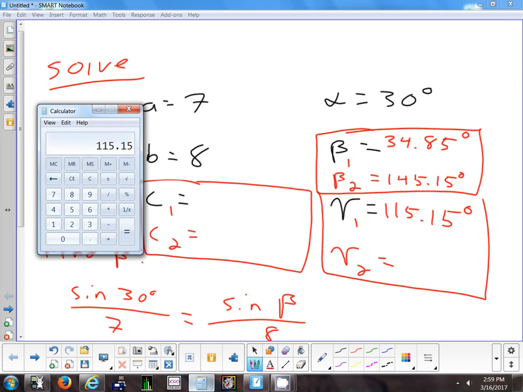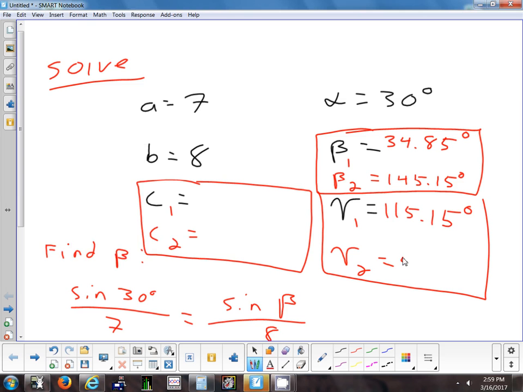And how would you get gamma 2? Do 180 minus 175.15. So it's going to be pretty small because you've already used up 175.15 for the other 2 angles. So we're going to get 4.85 degrees. Now that we have a piece of information in the last row, we can use gamma 1 to find C1, and we can use gamma 2 to find C2.